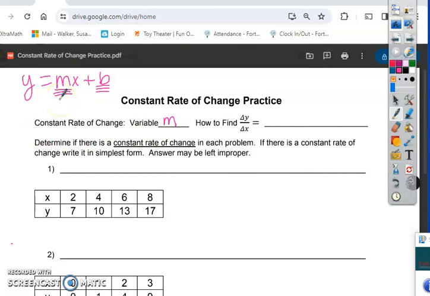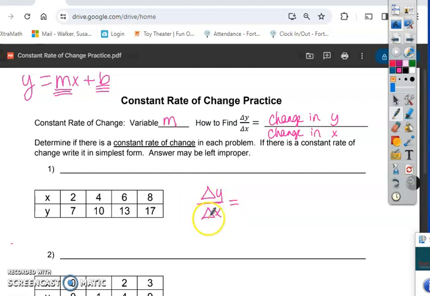How do we find that? Well, we find that through delta y over delta x, delta y being change in y, and delta x being change in x. That's it. Delta is change. So our job, really, is to determine whether these have a constant rate of change and figure out what it is. But we're just going to do the whole thing, and I'll explain that in a minute.